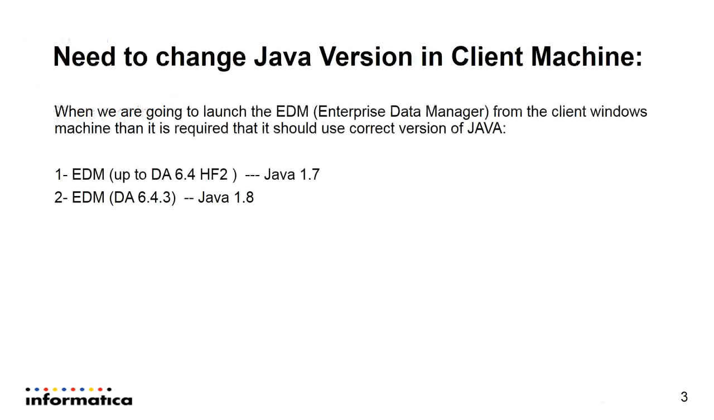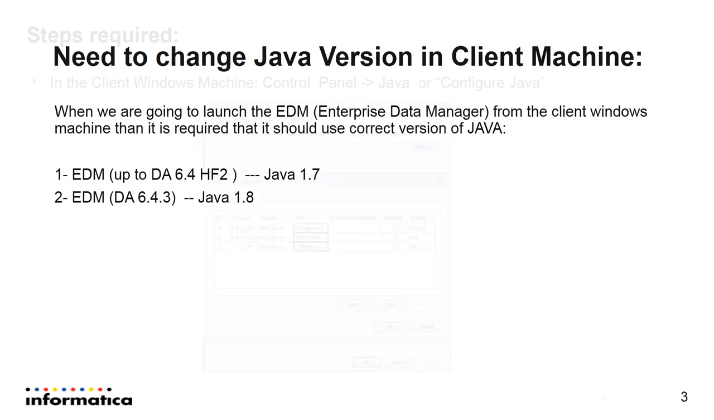The very first thing, what is the need to change Java version in client machine? Whenever we are going to launch the EDM from the client machine, it is required that the EDM should use the correct version of Java, which is tested and certified with Informatica. Suppose in EDM up to DS 6.4 HF2 version, Java 1.7 is compatible, and in the EDM DS 6.4.3 version, Java 1.8 is supported.